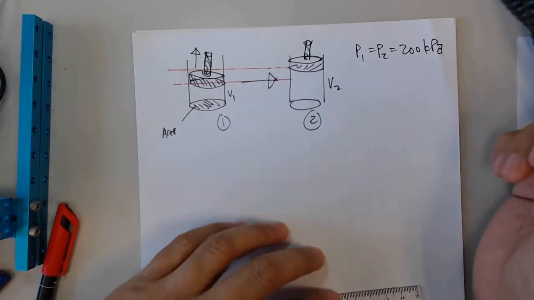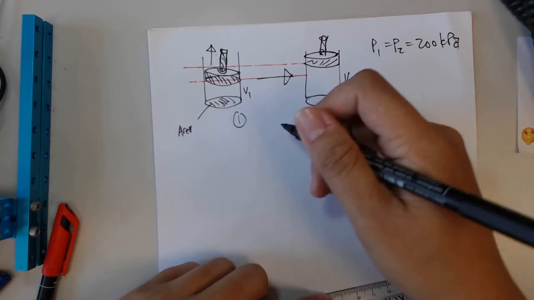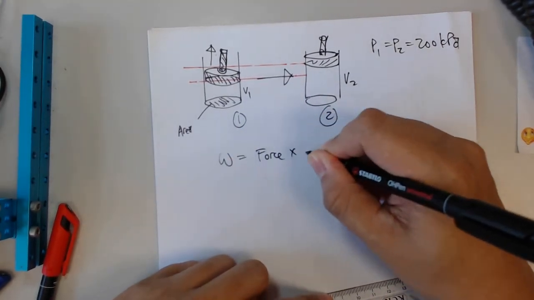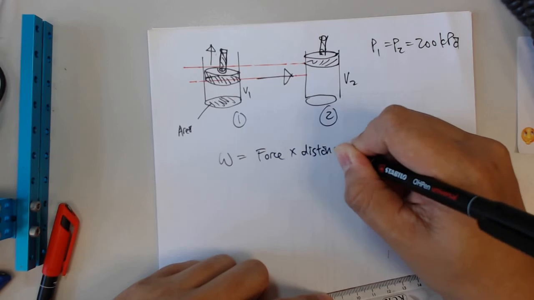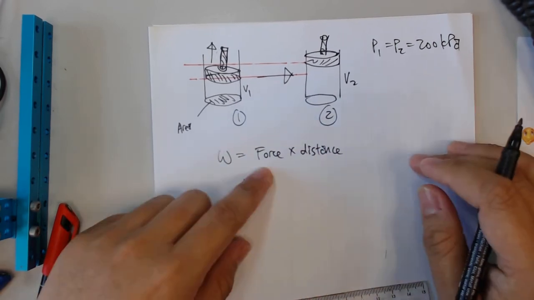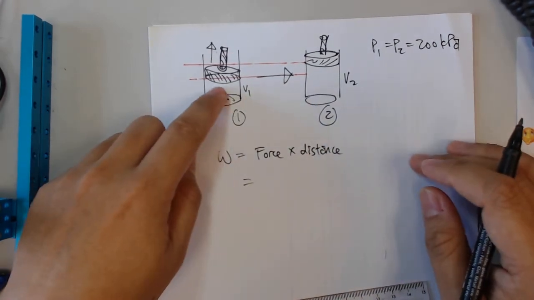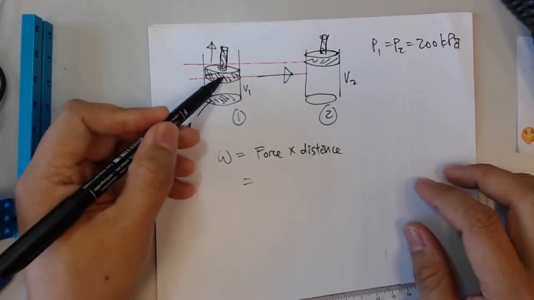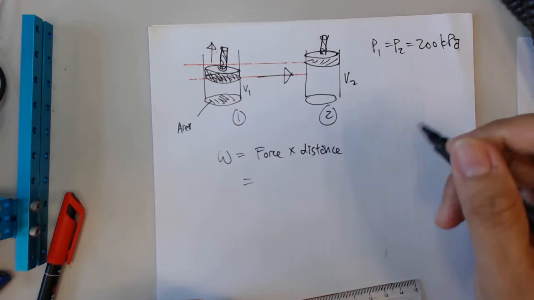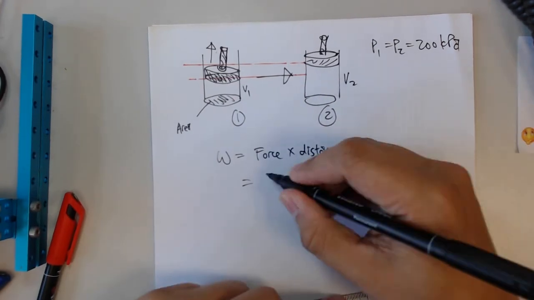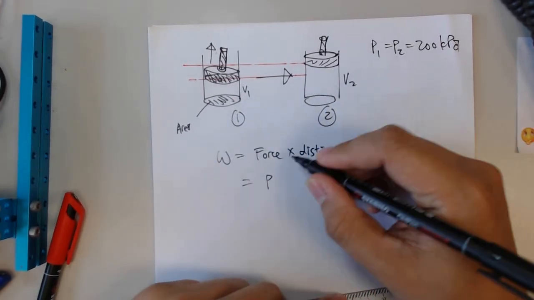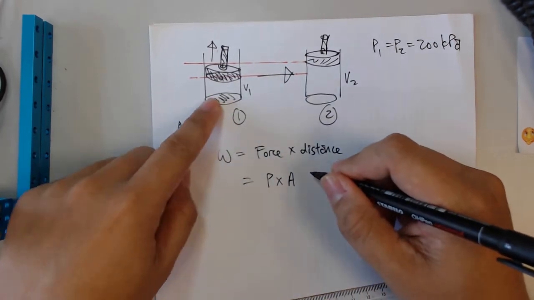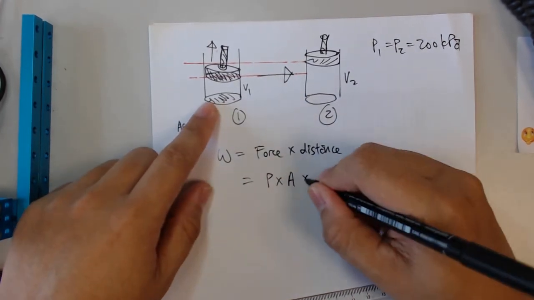So how do you derive the work done by the gas? Work done, as you know, is force multiplied by distance, right? This force is caused by the pressure of the gas onto the surface of the piston's cross-sectional area. So force equals pressure times area. So the pressure multiplied by the cross-sectional area of the piston, multiplied by distance.